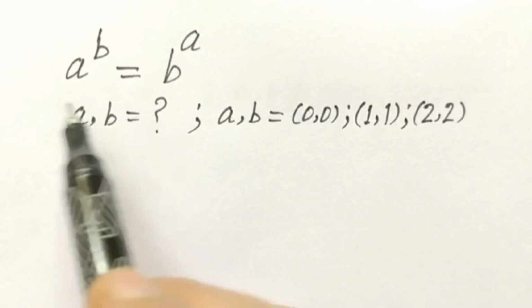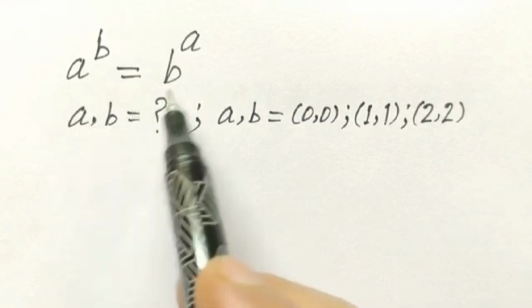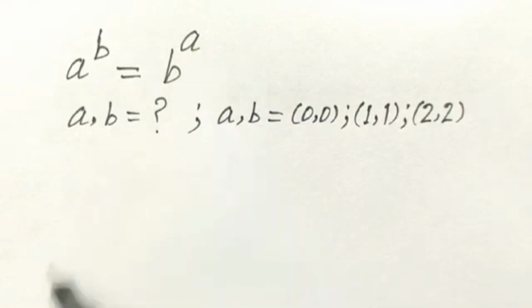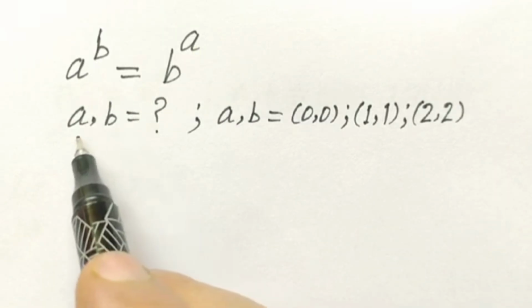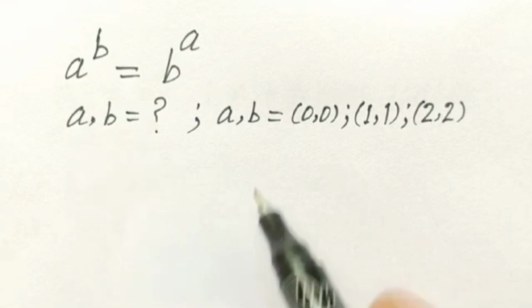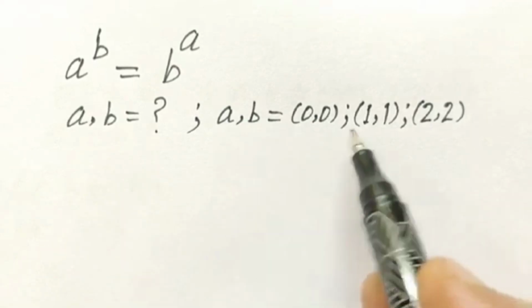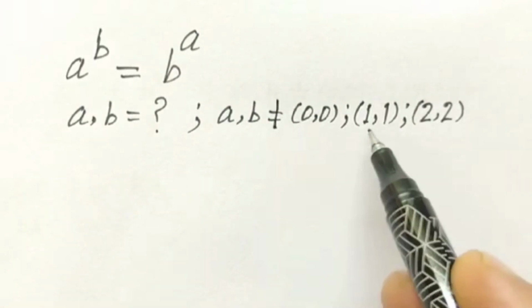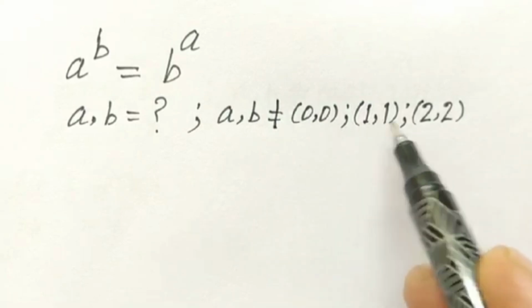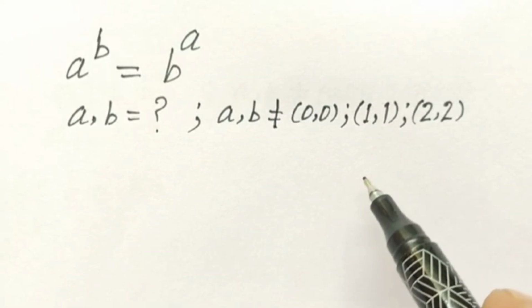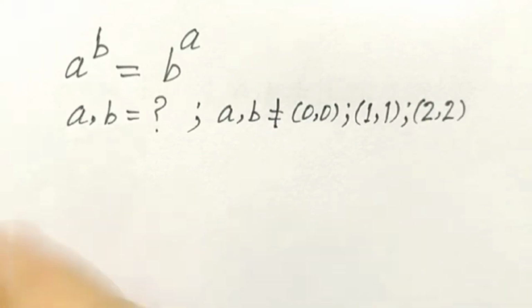Today we have a nice problem: a to the power b is equal to b to the power a. We have to find the values of a and b. The condition given is that ab is not equal to 0, 0, 1, 1 or 2, 2. So let's start.